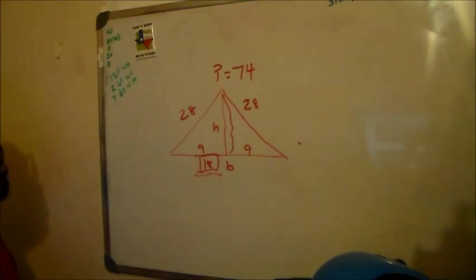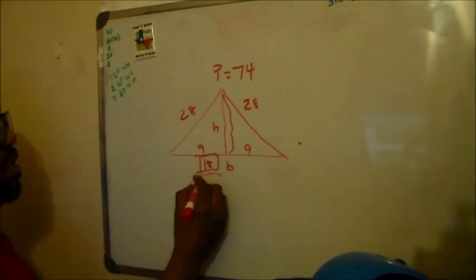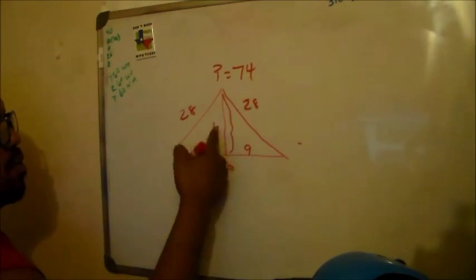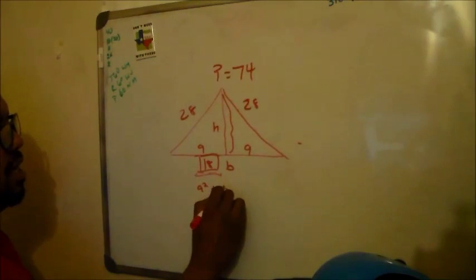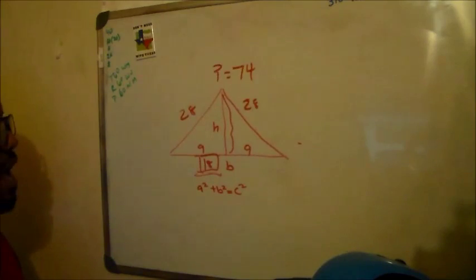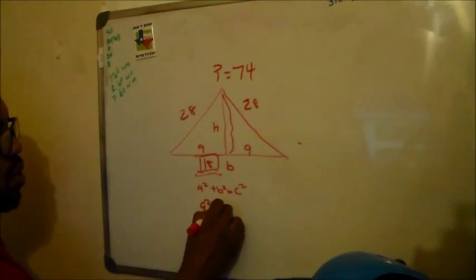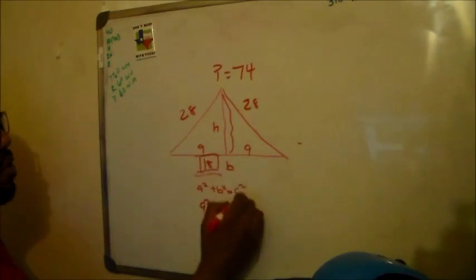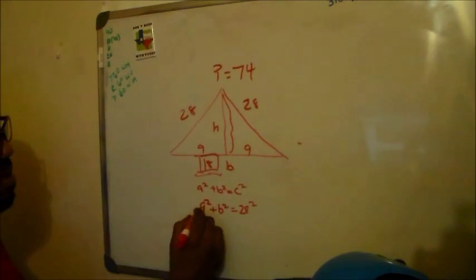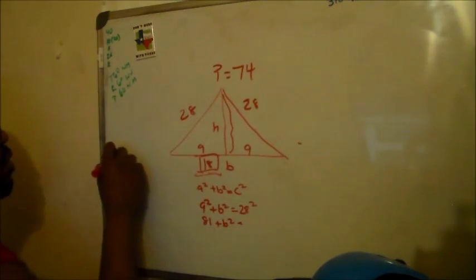So now we're going to use something called Pythagorean's theorem. We don't know what the height is yet, but the theorem states that a squared, which is one side, plus b squared, which is the second side, is equal to c squared, which is the hypotenuse. So now we can plug in 9 squared here. We don't know what this guy is, but we do know what that guy is, 28 squared. So the math is going to get a little ill. 9 times 9 is 81, plus b squared is equal to 28 squared.